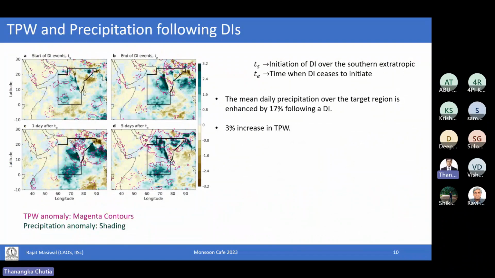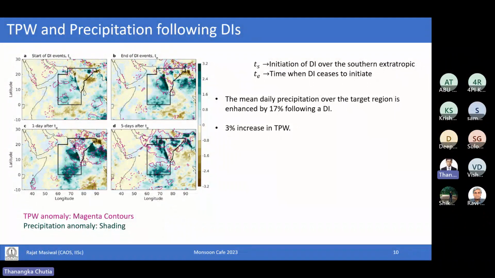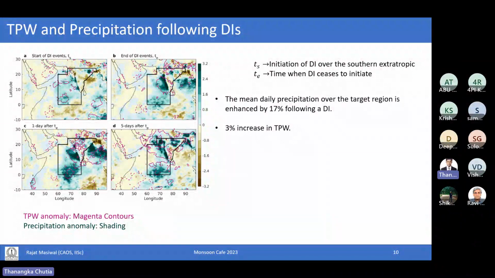Now looking at the picture for total precipitable water and precipitation following DIs. Again, all these symbols have the same significance, but now the magenta contour shows the total precipitable water, whereas the color shading shows the precipitation anomaly. So at the start, we see a negative anomaly of precipitation in the Indian region. But after 5 days of the ceasing of dry intrusions, we can see there is a strong positive anomaly of precipitation in the Indian region as well.